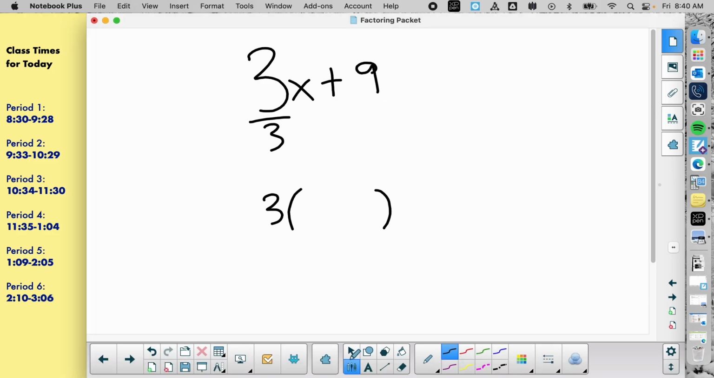Whatever you found as the greatest common factor, we're going to divide by it.